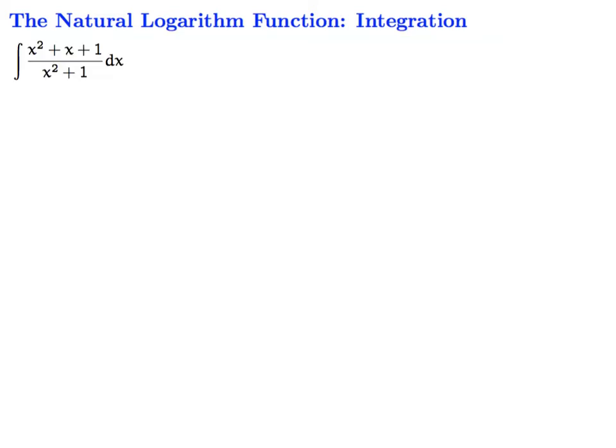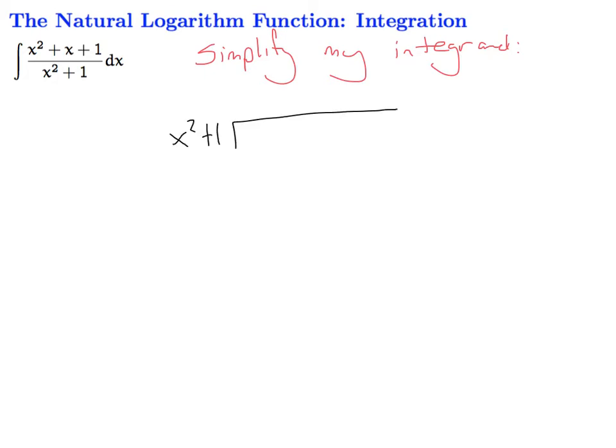So in order to start computing this integral, first what I want to do is I want to simplify the inside. And in order to simplify my integrand, I have to do polynomial long division. So I need to take x squared plus 1 and divide it into x squared plus x plus 1. So the first thing I do is I think about, well, how many times should I multiply by x squared over here? And the answer, in this case, is really easy. I've only got one of them.